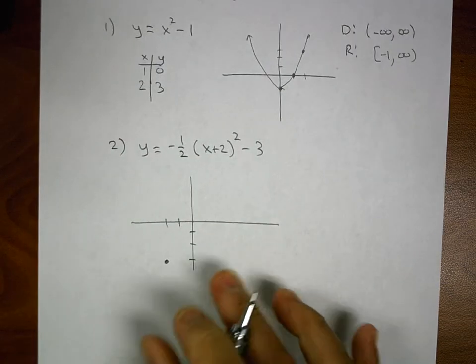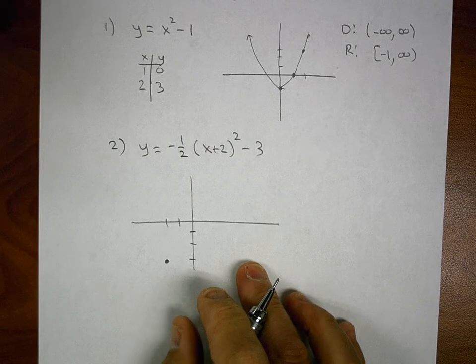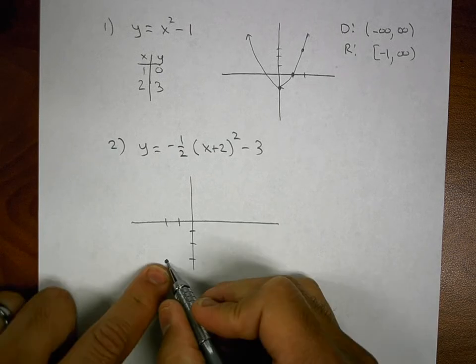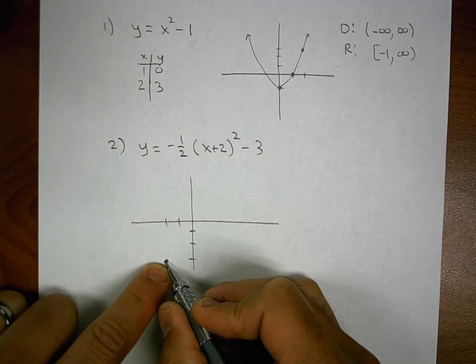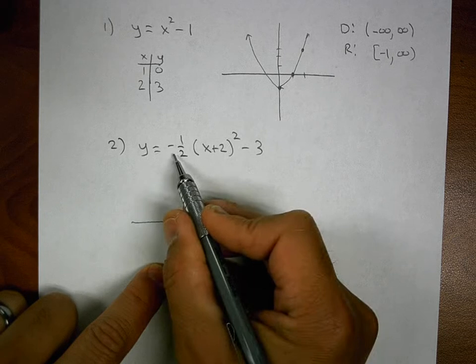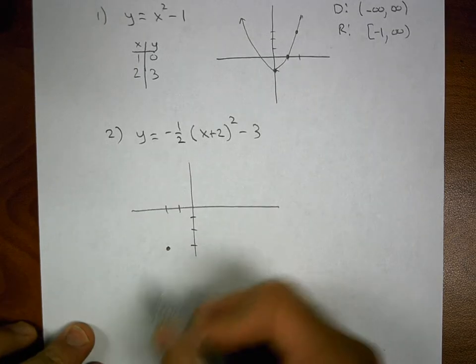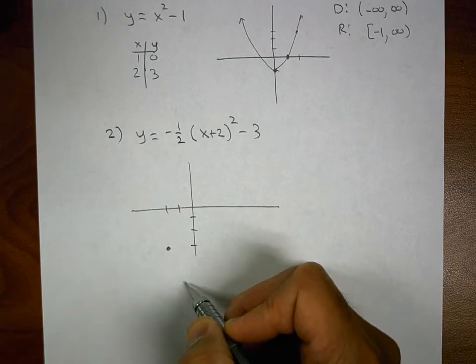There's our new vertex. The vertex shifted. And does it open up or down? Opens down because it's negative. So we could pretty much just do this, but if this is a test or quiz, we need to show an extra 1 or 2 points.